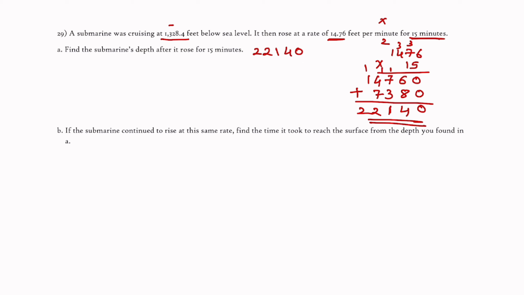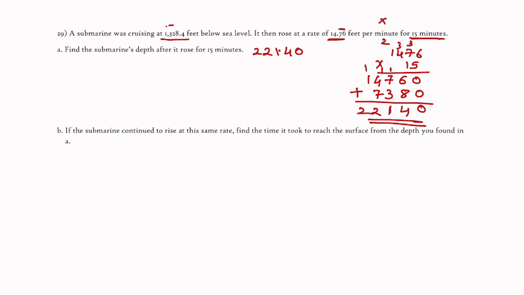22140. But where are we going to put our decimal point? Here, because there are 2 decimal digits here. So that's the rise. That's how much it's coming up after 15 minutes. But what's the question? Find the submarine's depth. That is 221 is how much it came up. That's the distance it traveled up.